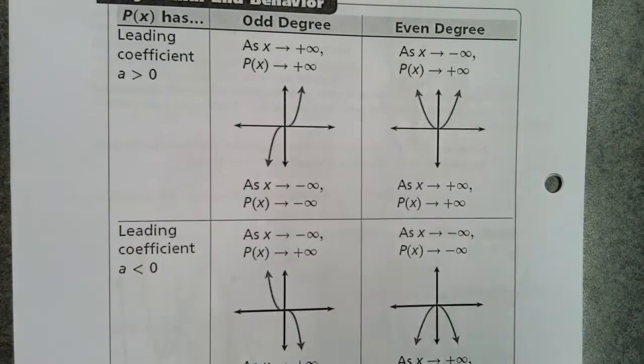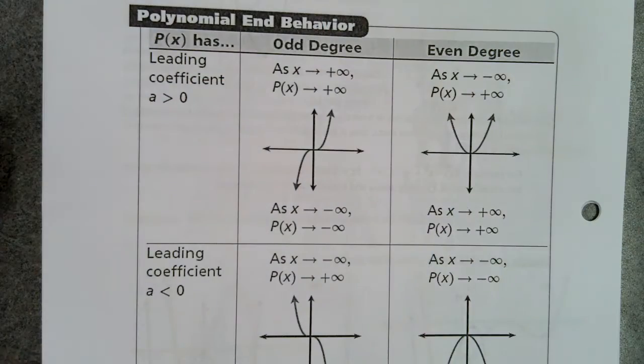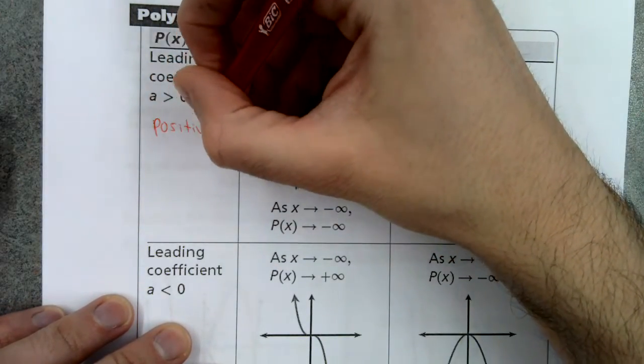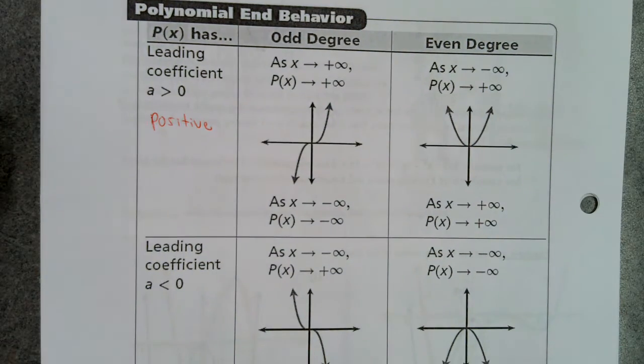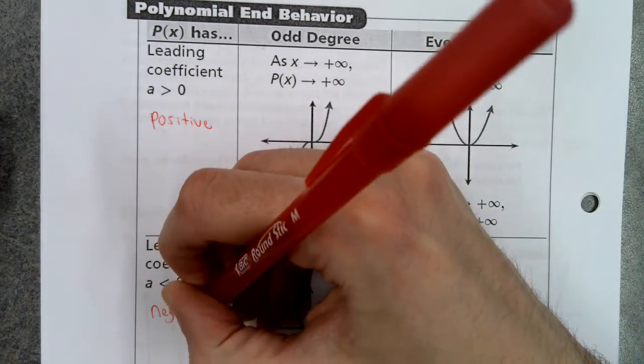There's 4 options. Leading coefficient a is greater than 0. I'm just going to say that means it's positive, just to make it easier. Leading coefficient a is less than 0. I'm just going to say that's negative to make it easier.